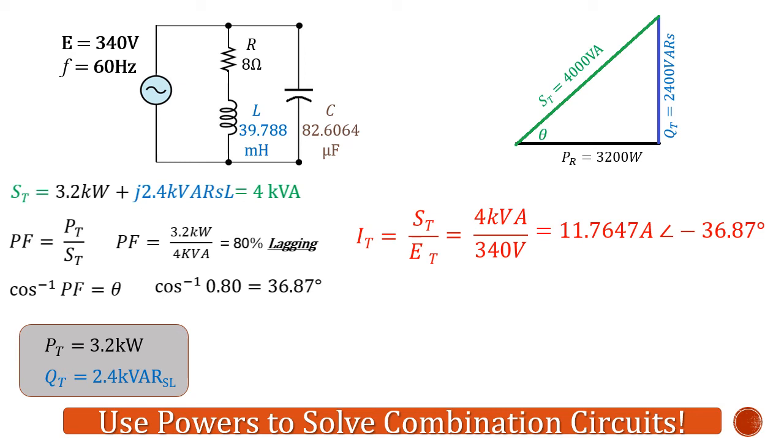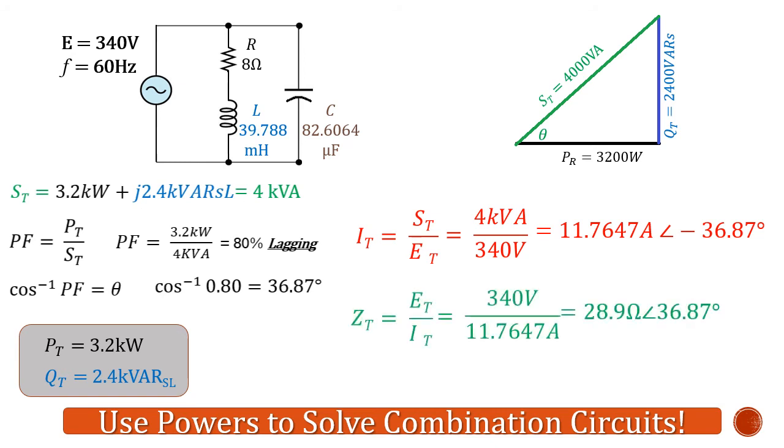And again, that's part of the beauty of an RLC circuit, is that my capacitor will feed the inductor, and the inductor will then dump into the capacitor, which means my overall current will actually go down compared to my branch current of my RL circuit. Once we have our total circuit current, we can get our total circuit impedance using ET over IT. In this case, it results in 28.9 ohms.